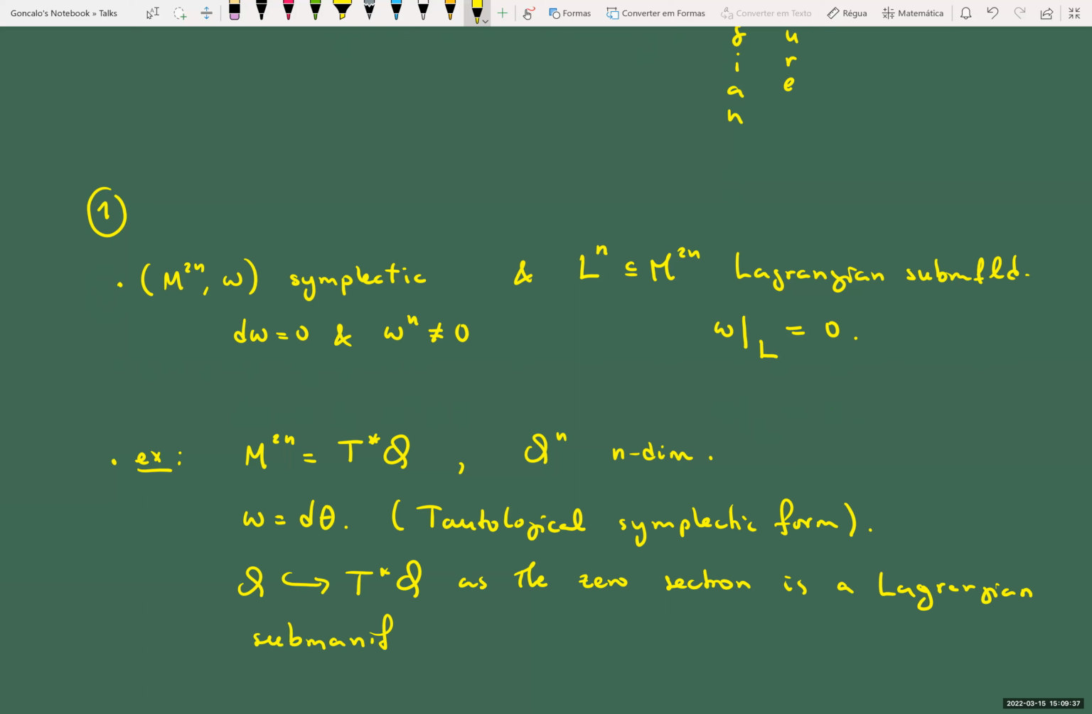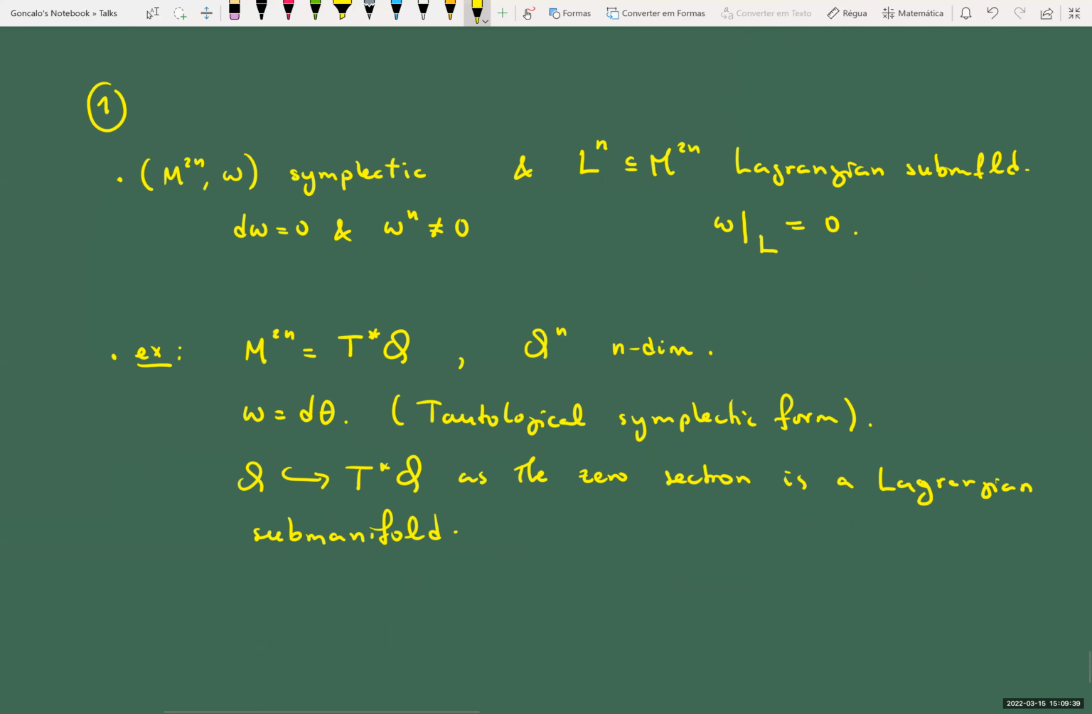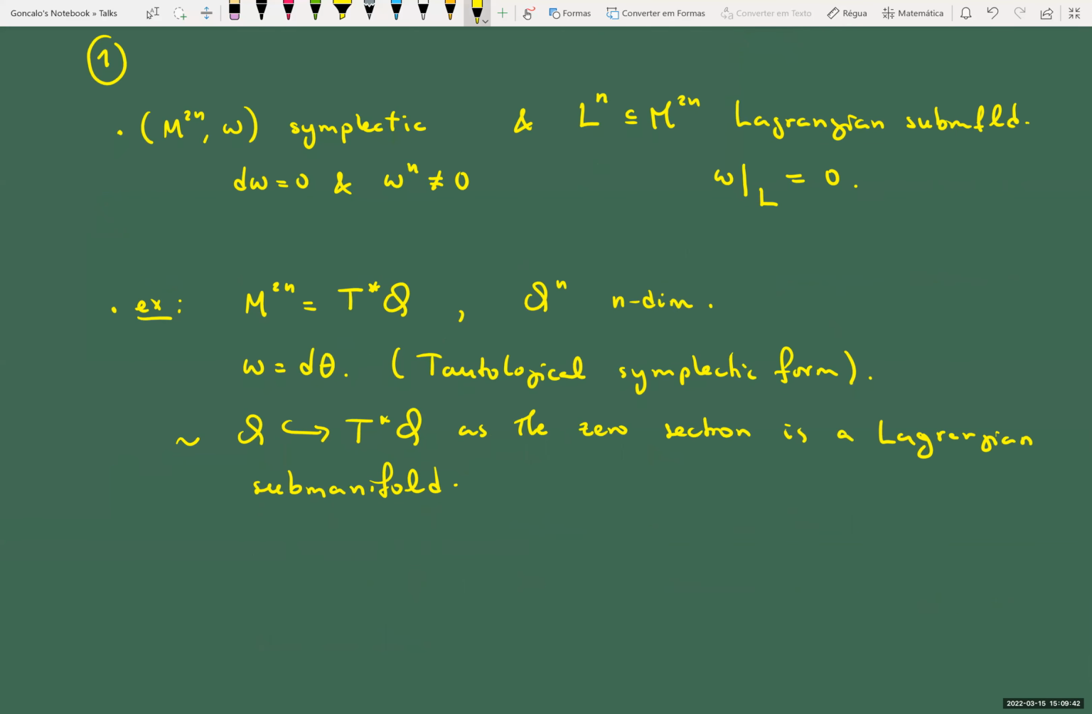And a less trivial example, could you give another less trivial example? So this first one is somewhat trivial, but it's very important. I can say in a second why. But another example in the same space would be a fiber. If you pick a point q in Q, and if you look at pi minus 1 of q, where pi is the projection, that is also an example of a Lagrangian submanifold.